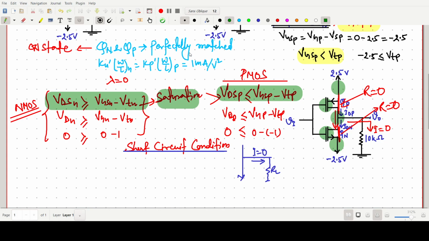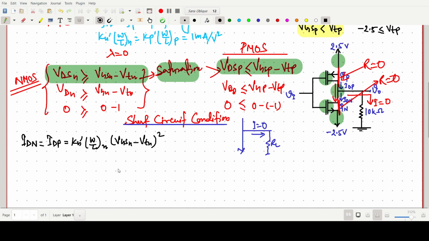So we write the current equation: IDN equals IDP equals Kn dash W by L times (VGSN minus VTN) whole square. Because both are in the saturation region, the same current will flow. So any one equation can be written for the drain current in the saturation region. Here Kn dash W by L is 1 milliampere per volt square.